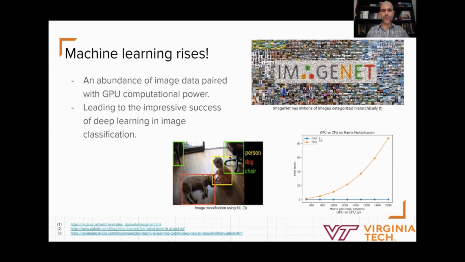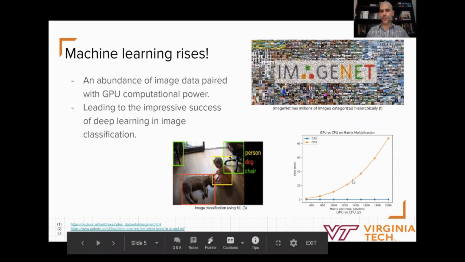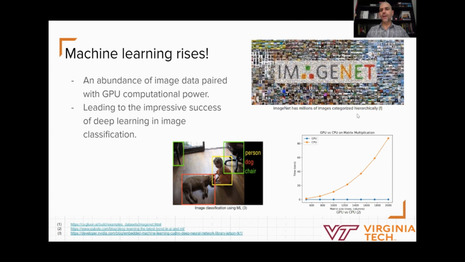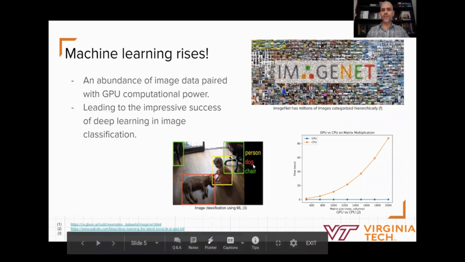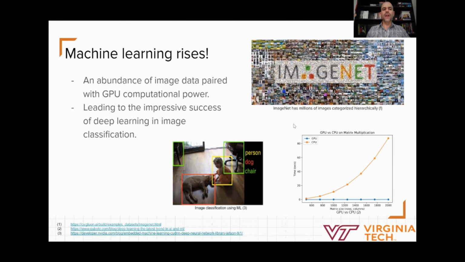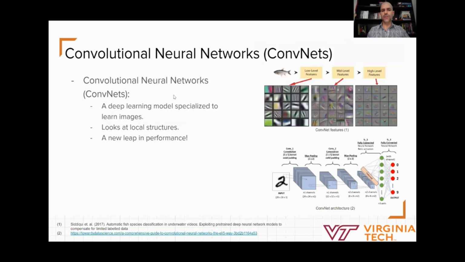That's both due to the rise in GPU computational power and because there are now large image data sets that can be used for creating those models. So for example, ImageNet, which is one of the most important benchmarks, has millions of images from hundreds of classes such as chair, dog, and person. And those two developments really helped boost the performance of machine learning.